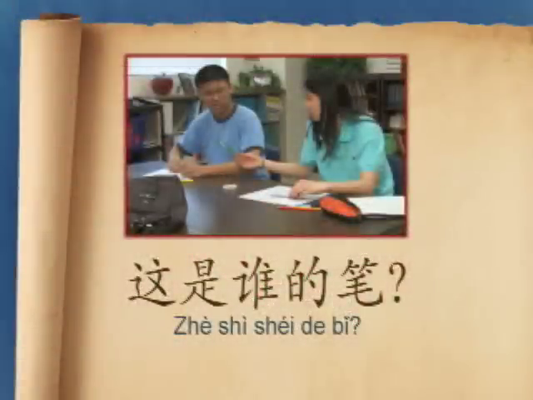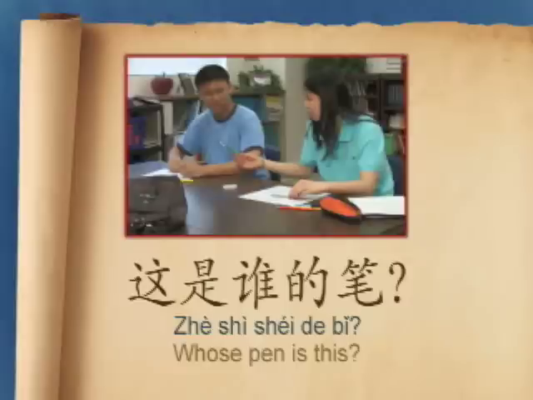Who owned the objects on the table? 你知道吗? The student and the teacher each owned one of the objects. Let's learn to say the sentences in the dialogue. The first question was, 这是谁的笔? Whose pen is this? The literal word order is, this is whose pen?